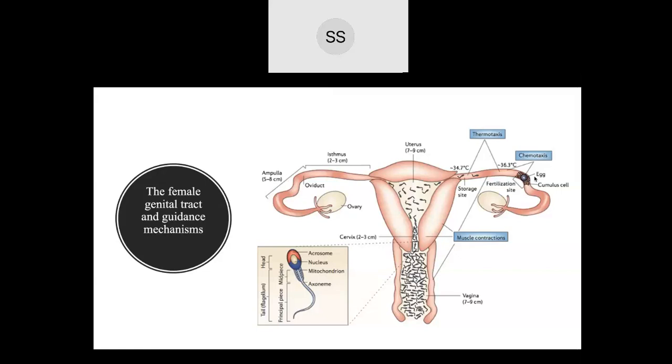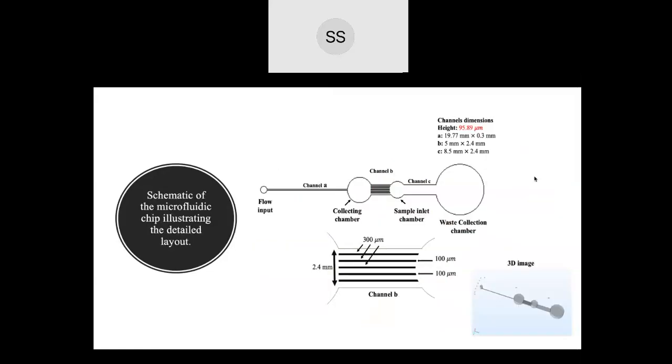However, the major determinant for the distance these cells travel is rheotaxis. So by taking advantage of this natural phenomenon, we designed a microfluidic chip in which we isolate the sperm cells based on rheotaxis. This is the schematic of the microfluidic chip which we have designed.